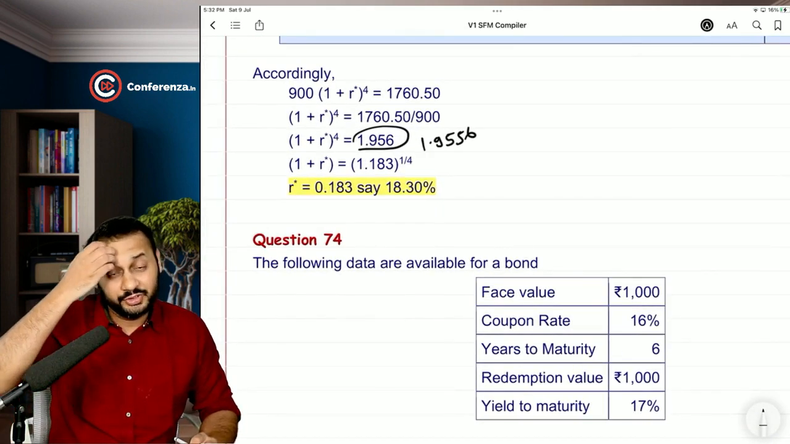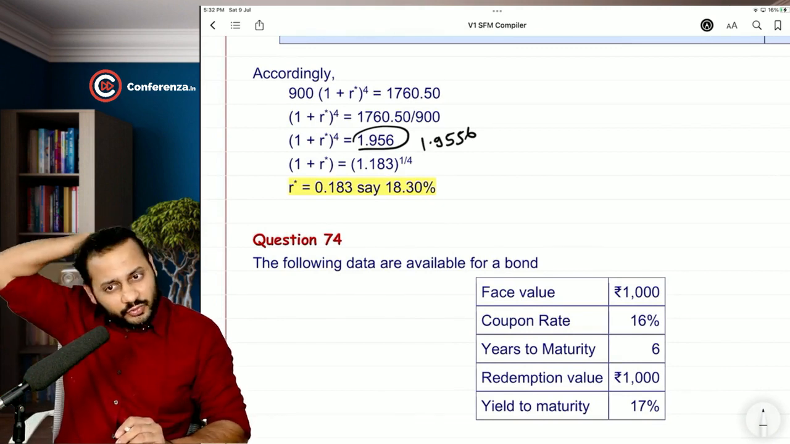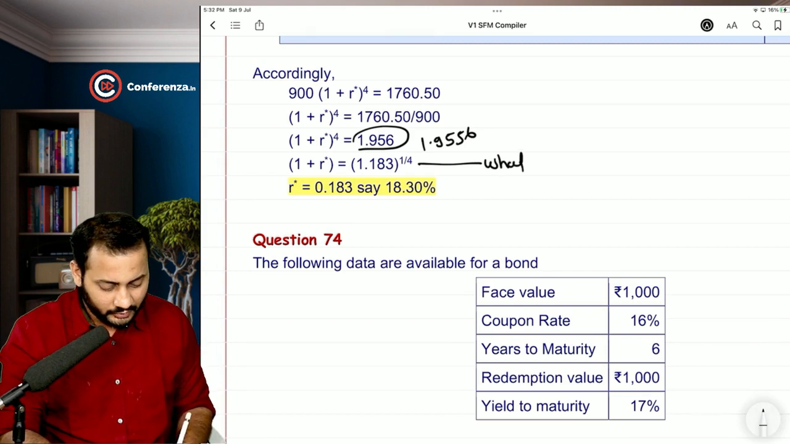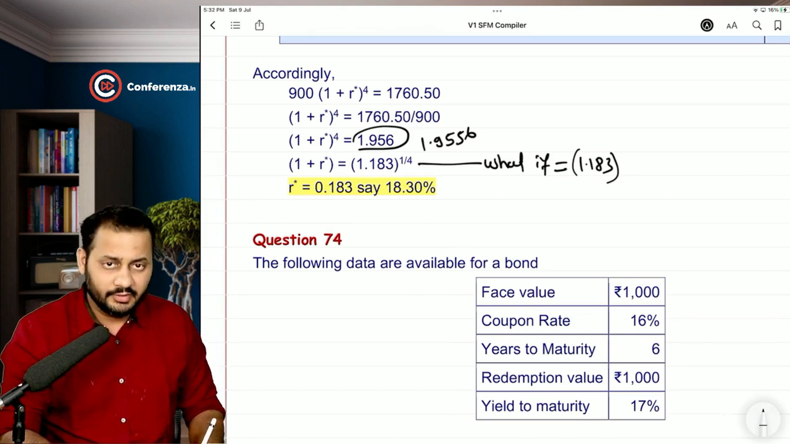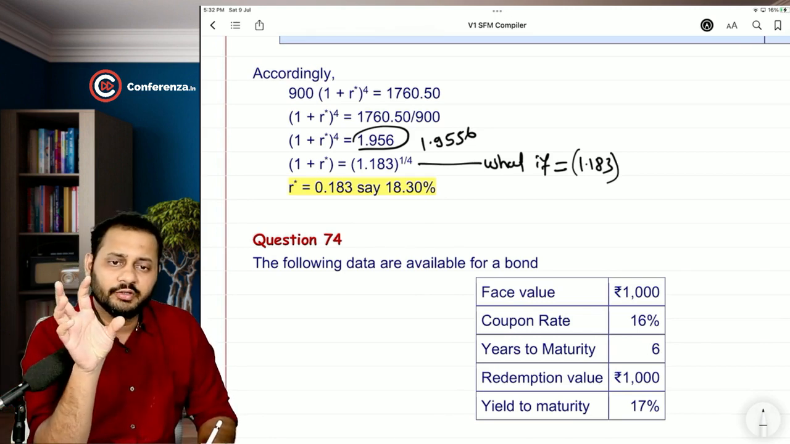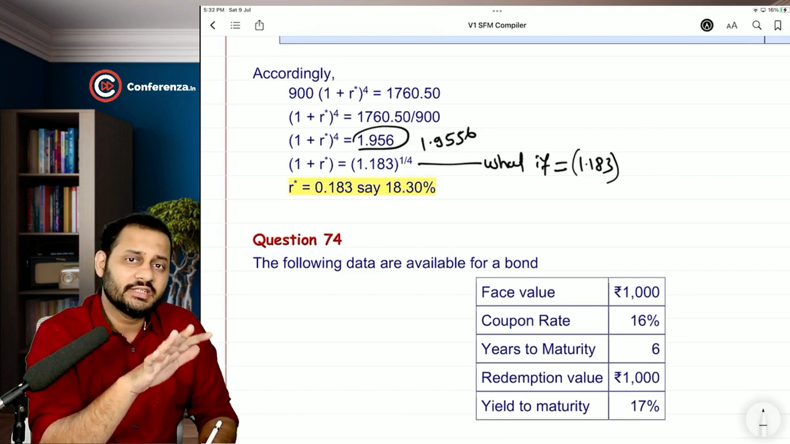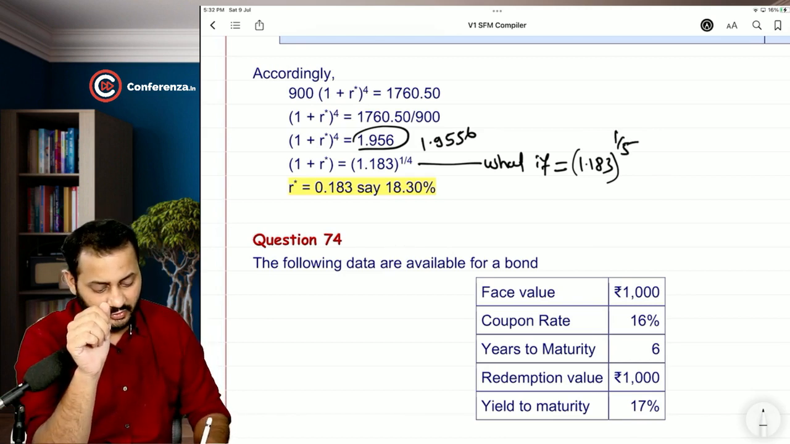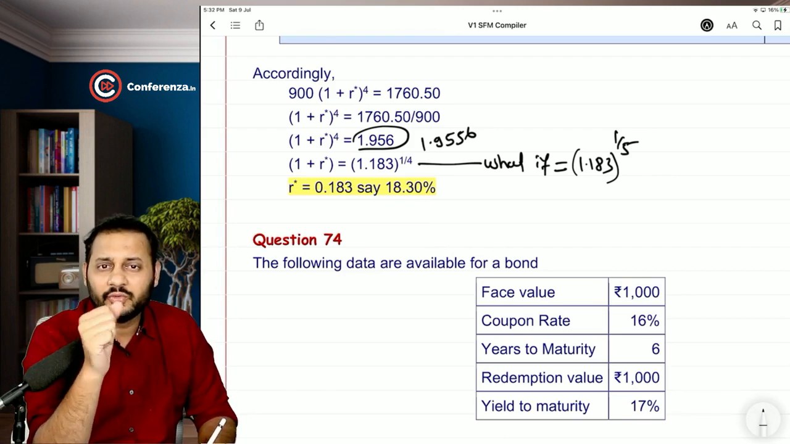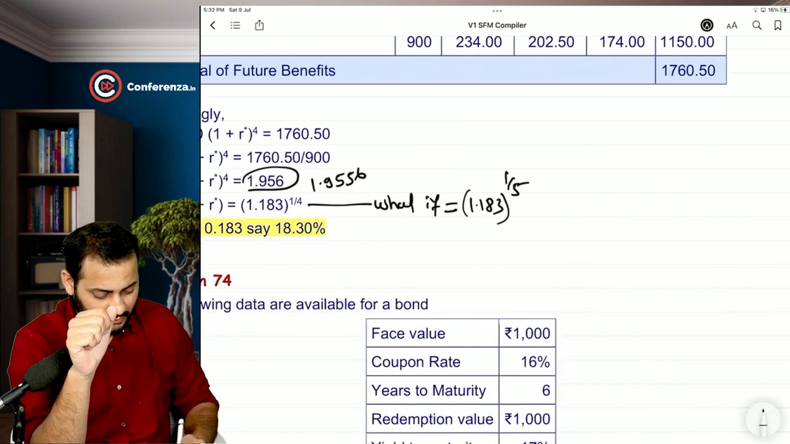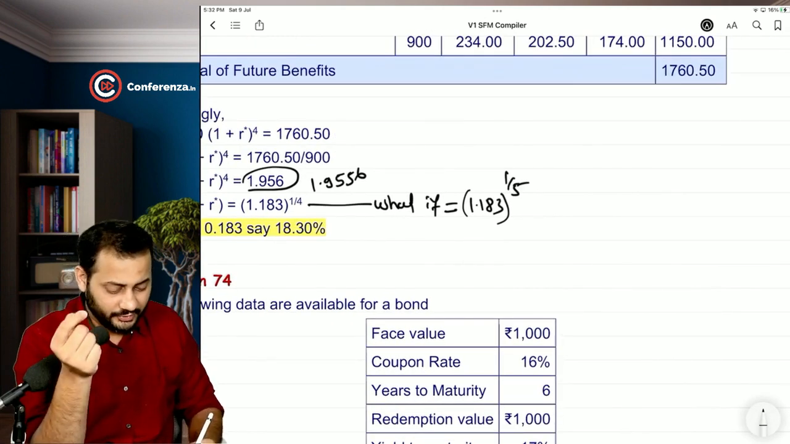Okay. One doubt that lots of students will ask here is, what if the maturity of the total bond is, let's say, 5 years instead of 4 years? So at that time, what will you do? We cannot do the square root 2 times now. Okay, so there is another way to do that.